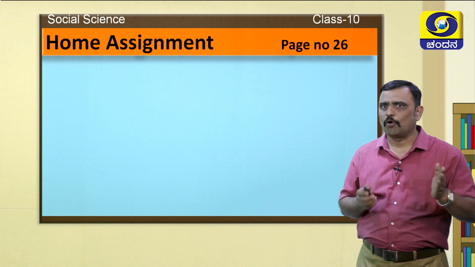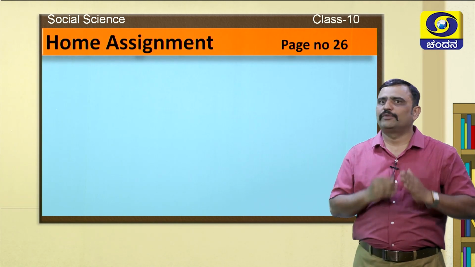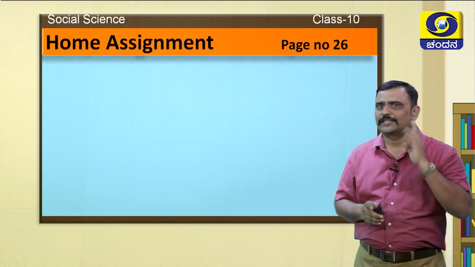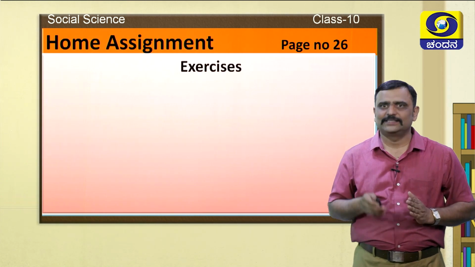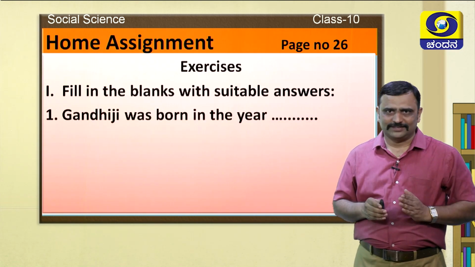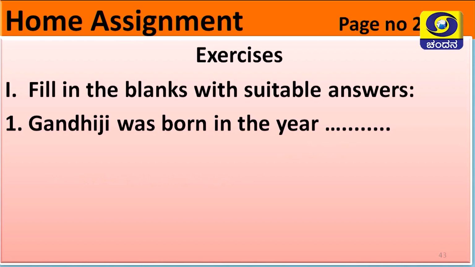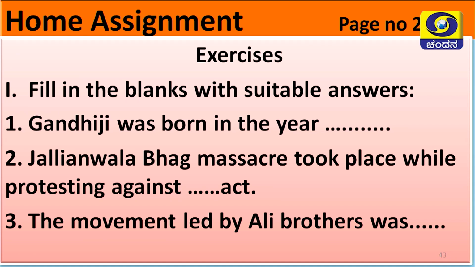Let's discuss the home assignments. Here are the home assignments for you, which are on page number 26 of your part 2 textbook. Let's see which all the home assignment questions are exercises. First one, fill up the blanks with suitable answers. You need to answer, Gandhiji was born in the year. Jallianwala Bagh massacre took place while protesting against the Dash Act. The movement led by Ali brothers was. Yes, dear students, go ahead with the answer.